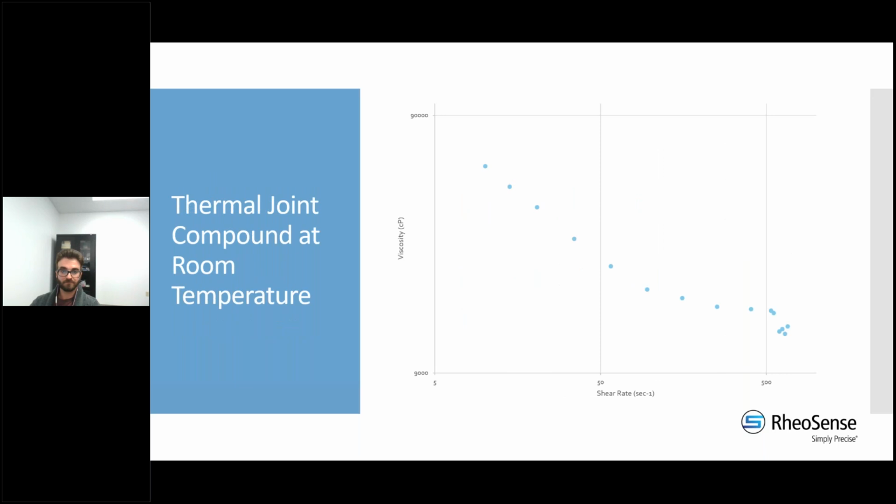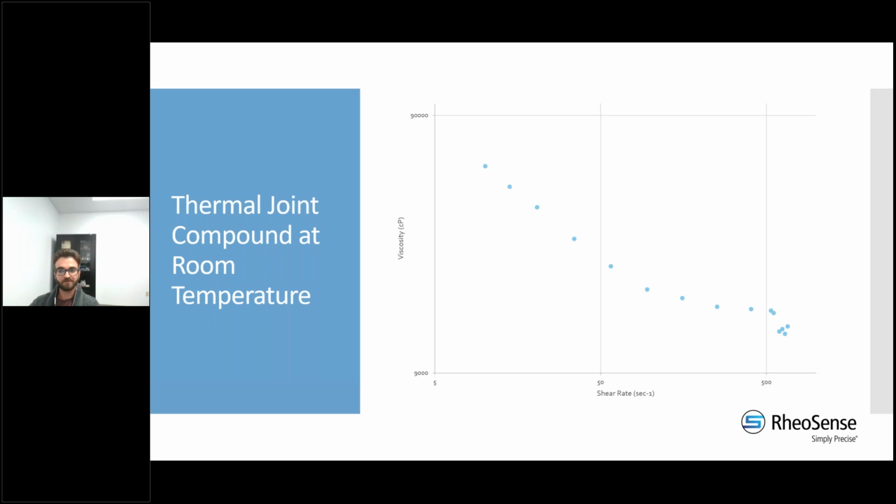Right, and here we have the thermal joint compound. This was also tested at room temperature. And as you can see, this material behaved slightly differently than the other part A and part B for the liquid rubber that I tested. This one had some shear thinning properties, which means depending on what shear rate you run it at, the viscosity will be different. And as you can see here, at these lower shear rates, I got about 60,000 centipoise, and as I increased my shear rate over time, it dropped less and less. Still quite high compared to the other materials that I tested.